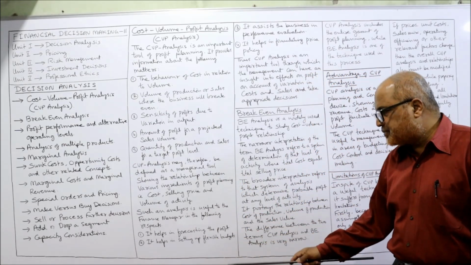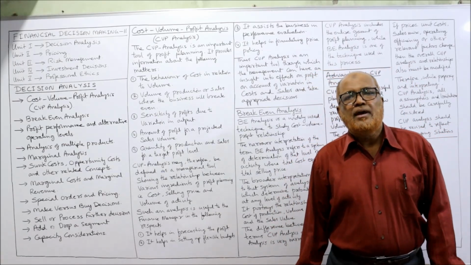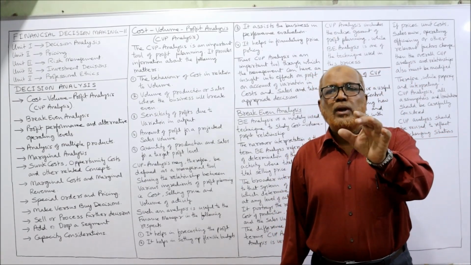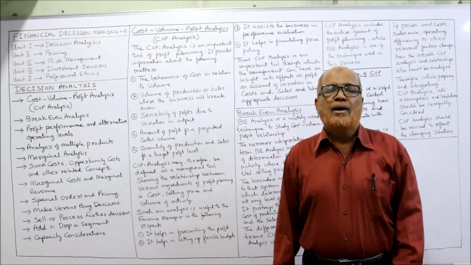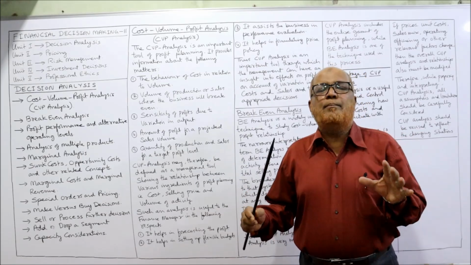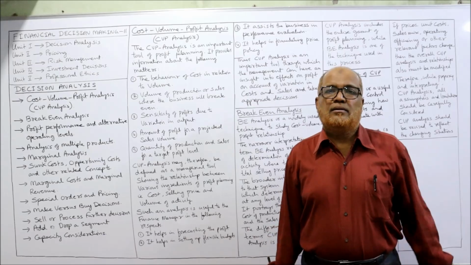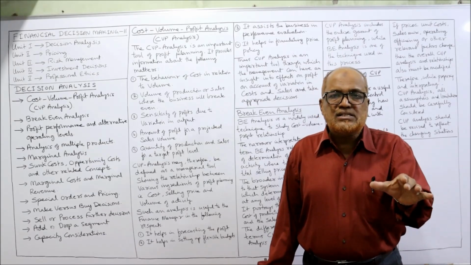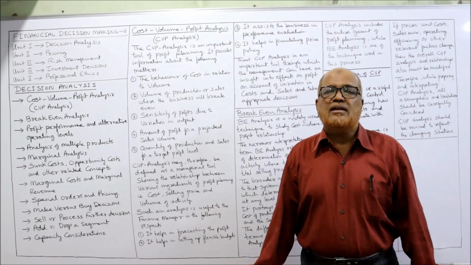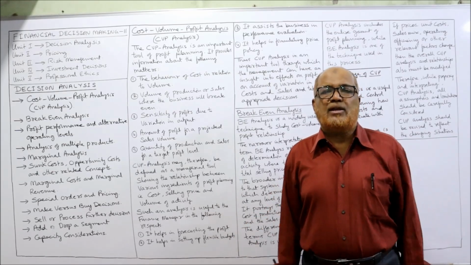Next one is it helps in setting a flexible budget. A budget is a tool and technique of planning. By preparing the budget, a business will plan. So for making the flexible budget, again CVP analysis is a handy tool to the management.